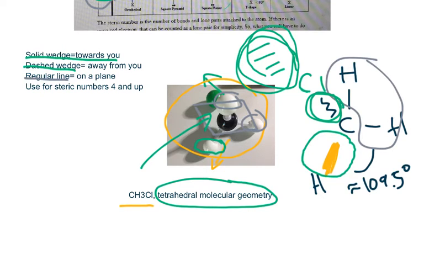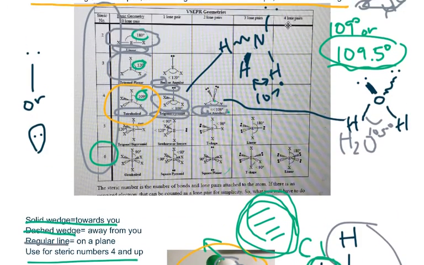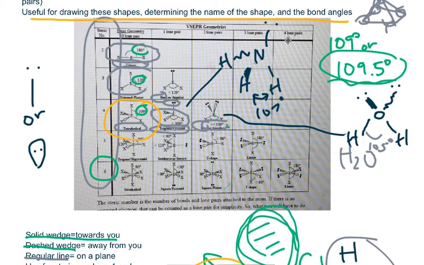So this 3D geometry only is applicable for steric numbers 4 and up, and that is because if you're looking at steric numbers 2 and 3, you notice that they are flat on a plane. Because they are just flat on a plane, you don't need to indicate anything that's in front of the plane or behind the plane, so you don't use any wedges for those. But for steric numbers 4 and up, notice how there are solid wedges and dashed wedges all over the place.